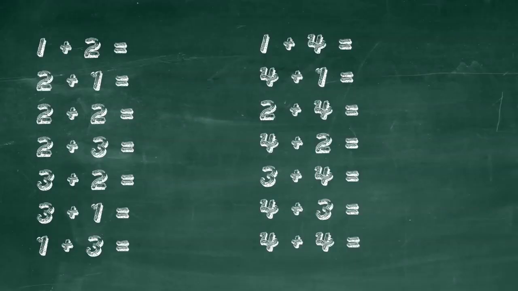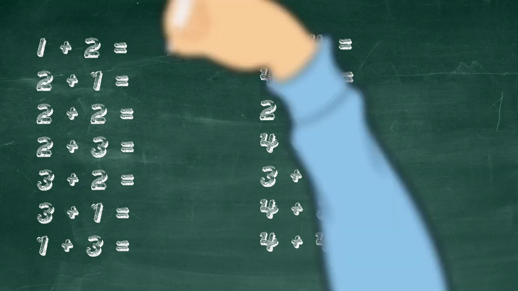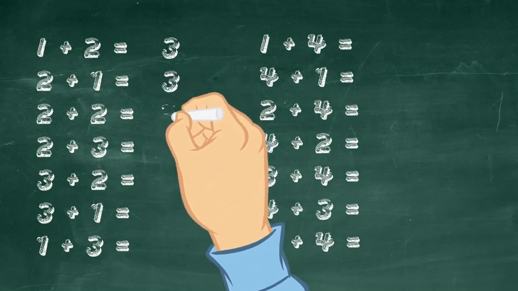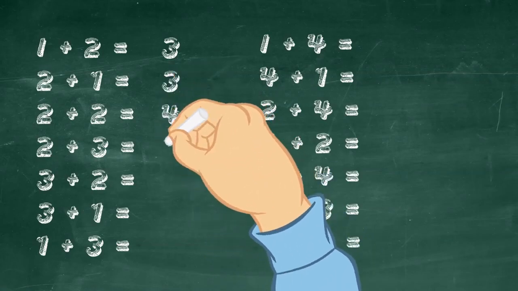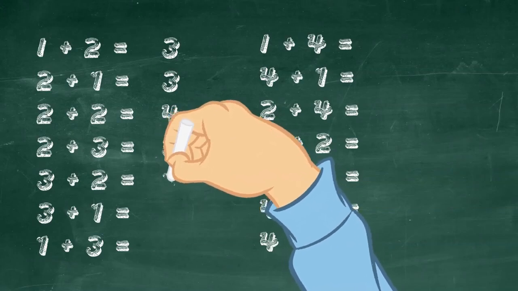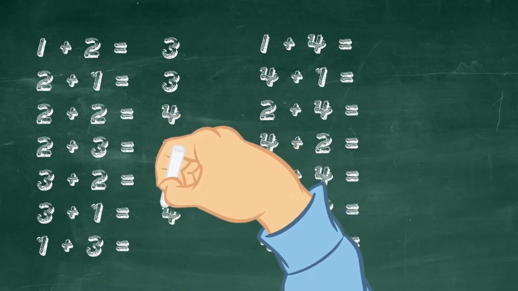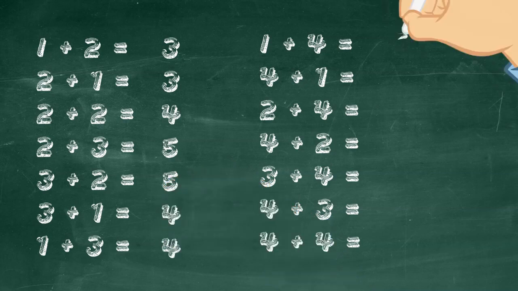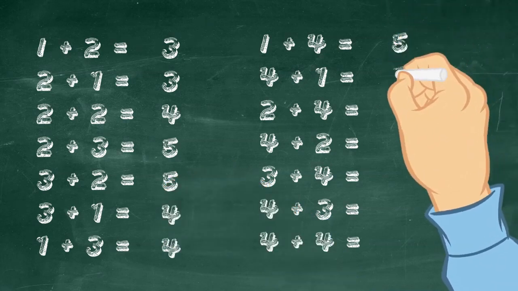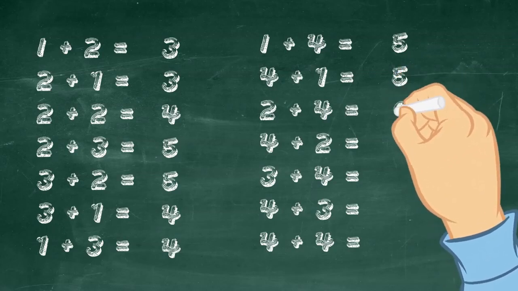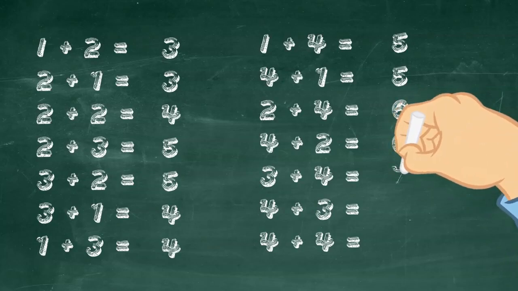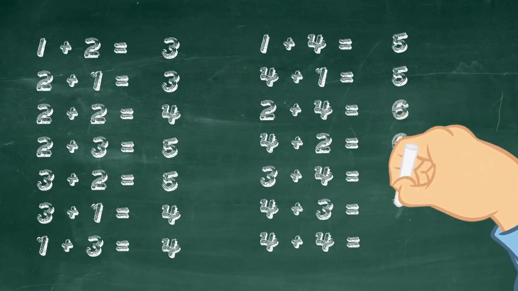Okay, Maya, you tell me the answers and I will write them on the board. Okay. 1 plus 2 equals 3, 2 plus 1 equals 3, 2 plus 2 equals 4, 2 plus 3 equals 5, 3 plus 2 equals 5, 3 plus 1 equals 4, 1 plus 3 equals 4. 1 plus 4 equals 5, 4 plus 1 equals 5, 2 plus 4 equals 6, 4 plus 2 equals 6, 3 plus 4 equals 7, 4 plus 3 equals 7, 4 plus 4 equals 8.